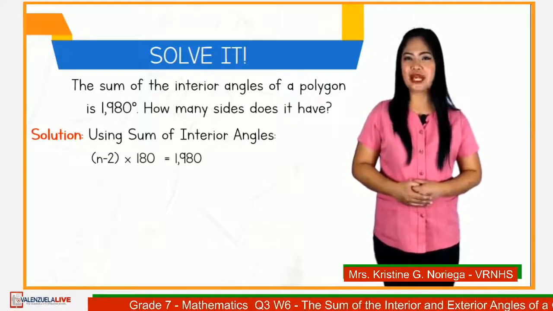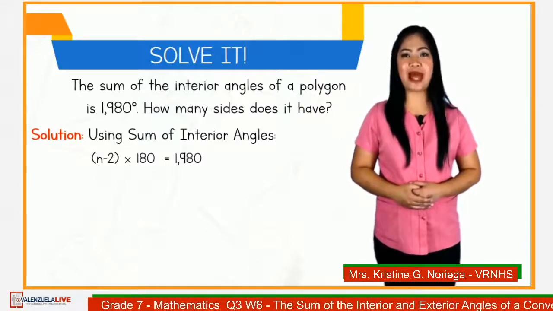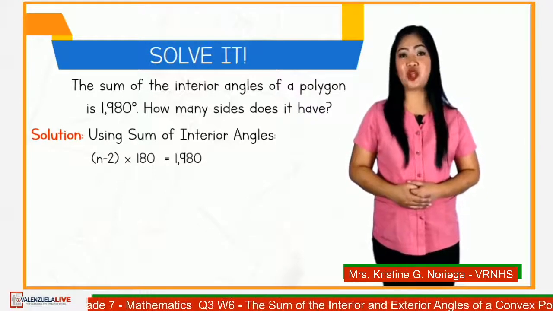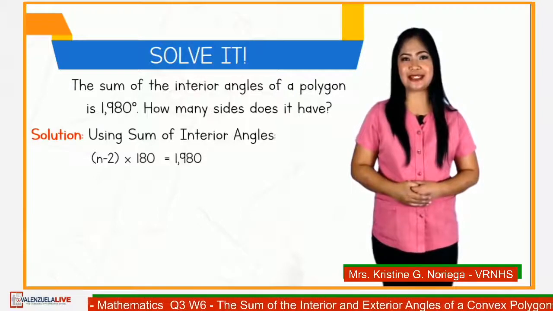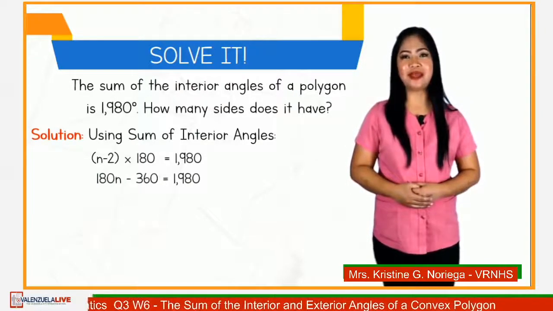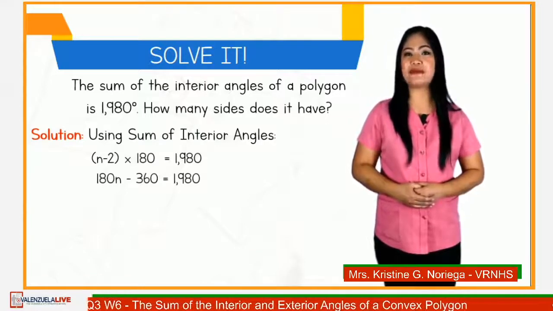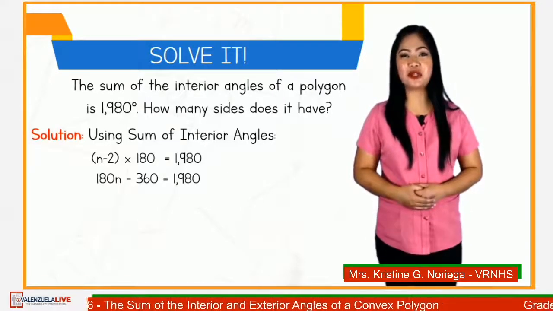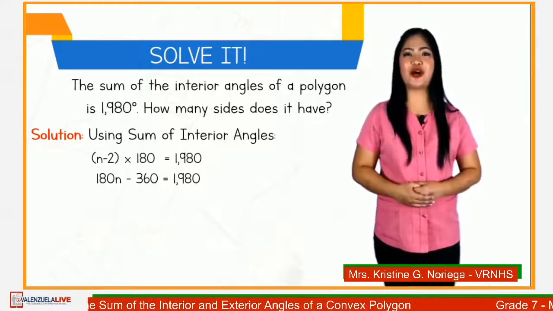So, by distributive property, we multiply 180 to the numbers inside the parentheses. That becomes n times 180 minus 2 times 180 is equal to 1,980.